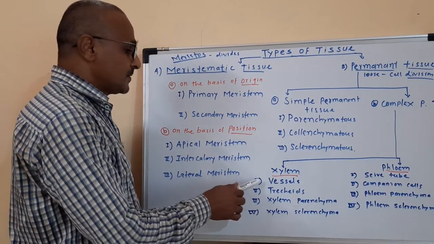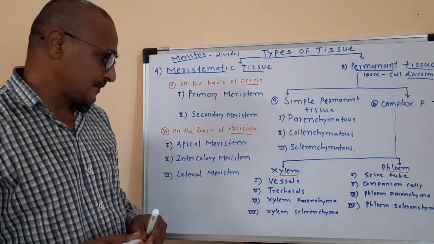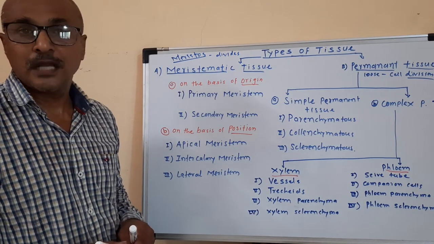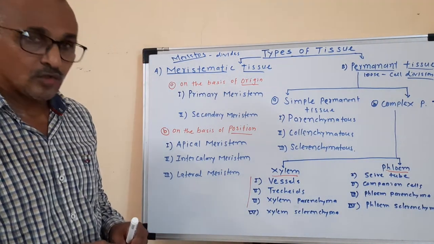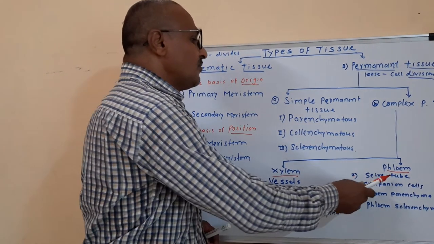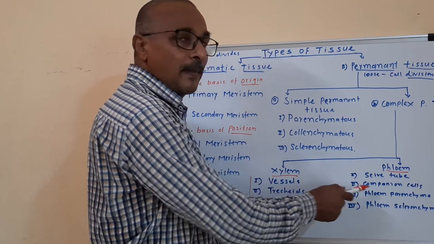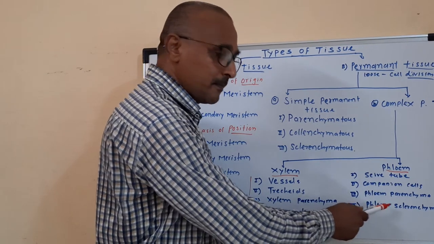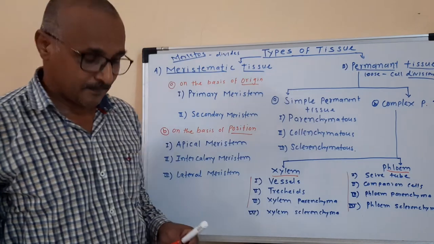Xylem constitutes the vessel first, second tracheids, then xylem parenchyma and xylem sclerenchyma. These are the four elements or the tissues of the xylem. In case of phloem also, the first is sieve tube, companion cell, phloem parenchyma, phloem sclerenchyma. So these are the four elements of the phloem.